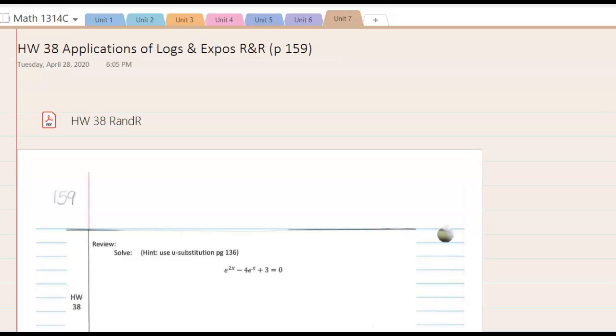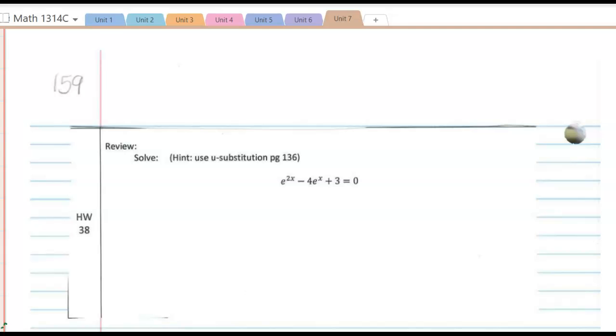This video will cover the review and reflect for the topic of applications of logs and exponents. For the review, we are asked to solve the equation that contains exponents. You may want to pause this video here so that you may attempt to answer the question on your own. Our hint is to use U substitution.